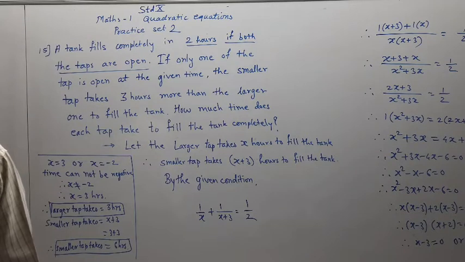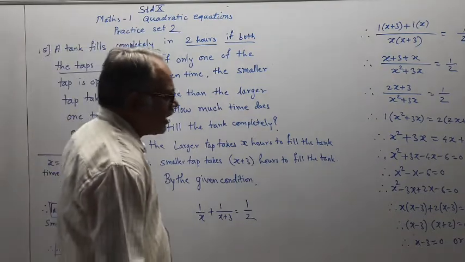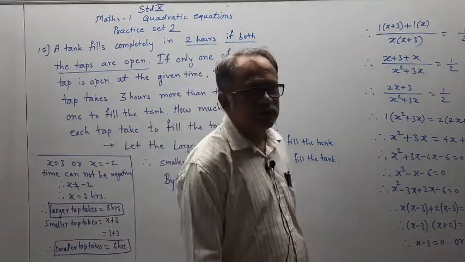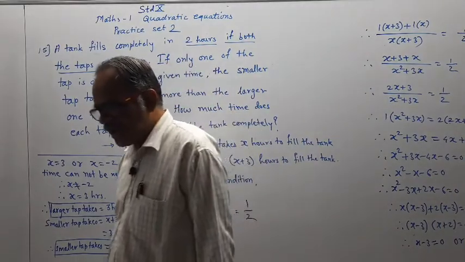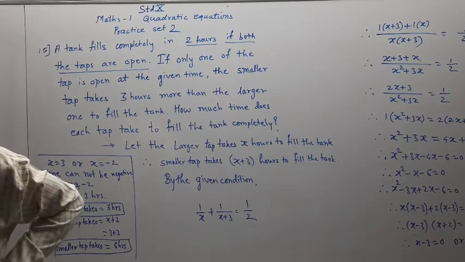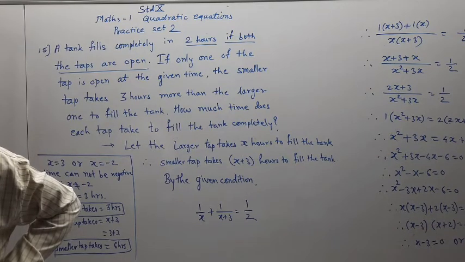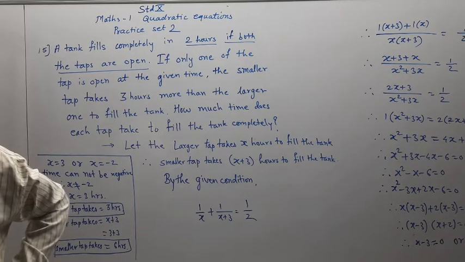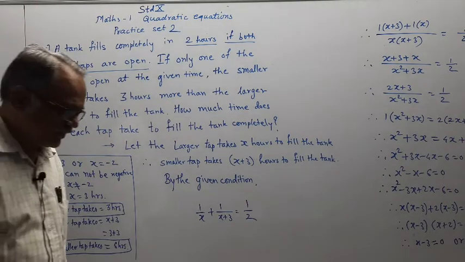After that, we learned a quadratic equation can be written as x square minus (alpha plus beta) into x plus alpha beta equal to 0, where alpha and beta are the roots of the equation. And for that, how to obtain alpha plus beta and alpha beta, we learned. Alpha plus beta is minus b upon a, and alpha beta is c upon a.